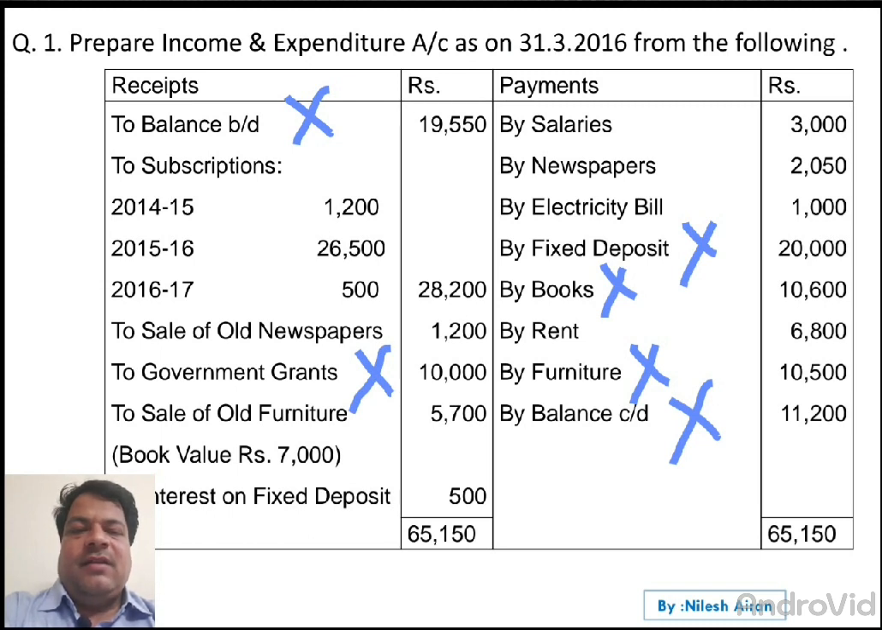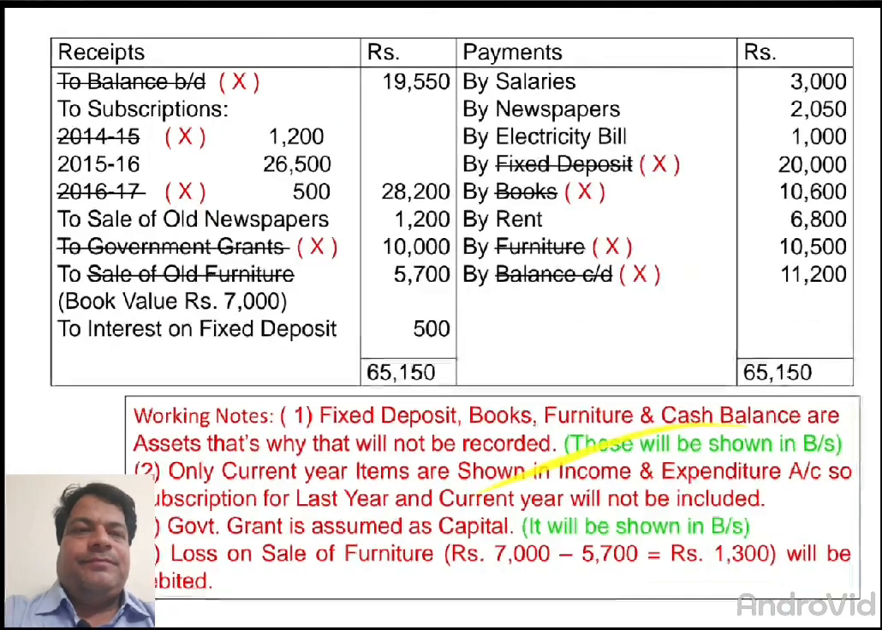Then we are given here the sale of fixed assets like furniture. Only the profit or the loss on it can be transferred to the income and expenditure account, as the income and expenditure account is a nominal account. Last year's amount of subscription and the next year's amount of subscription will also not be transferred. So let's see how it will be prepared.